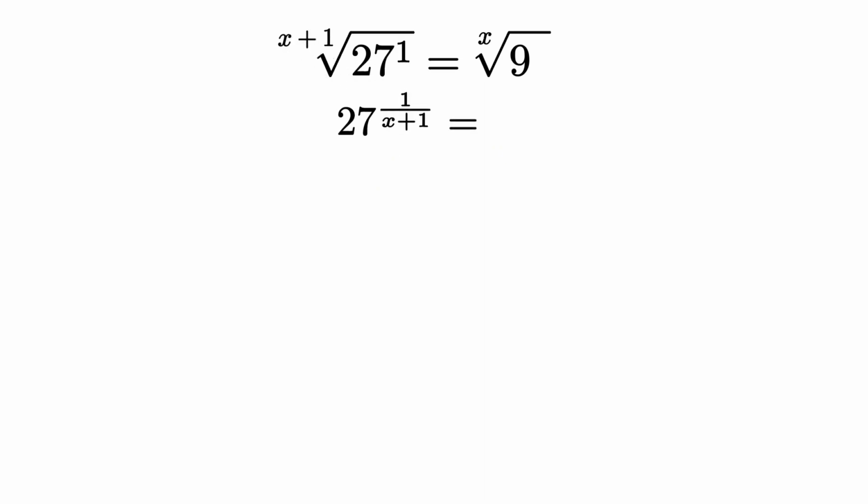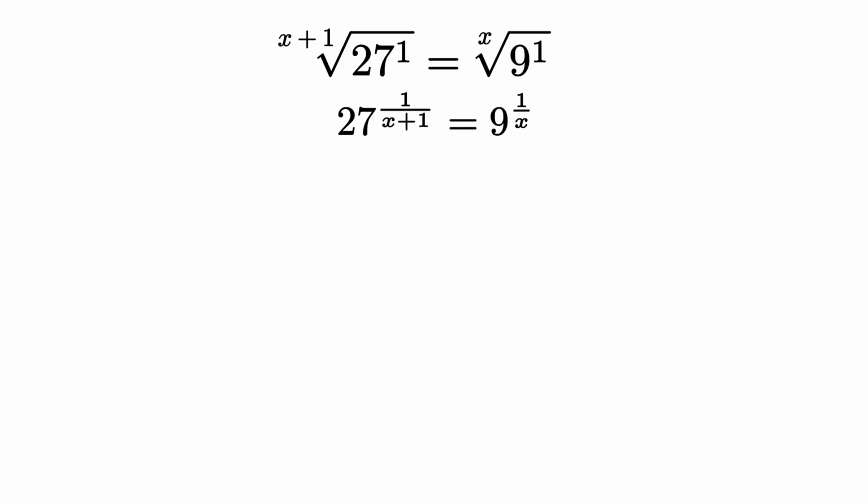Now we're going to do the same thing for x root 9. Once again, x root 9 is the same thing as x root 9 to the 1. When we convert this to an exponent, that will be equal to 9 to the 1 all over x. So now we've converted our radical equation to an exponential equation, which is going to be a little easier to solve.